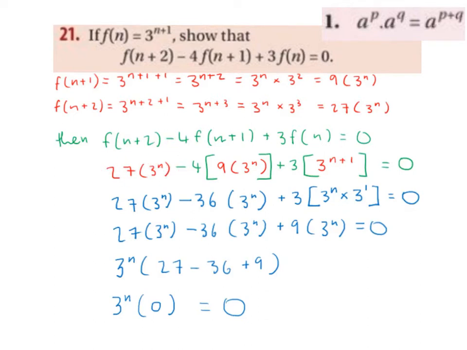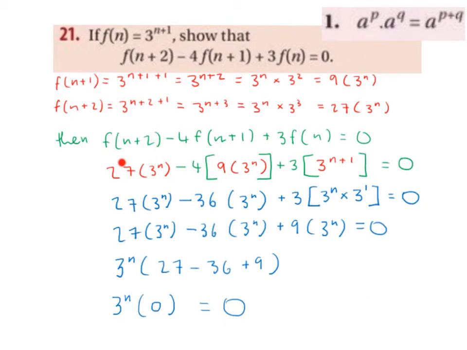I bring down the minus and the 4, and that's going to be multiplied by 9 times 3 to the power of n, because that's what we got f of n plus 1 to be in this step of the question. And then we're going to add on 3, and that's going to be multiplied by 3 to the power of n plus 1, because f of n in our question was 3 to the power of n plus 1. And that is all equal to 0.